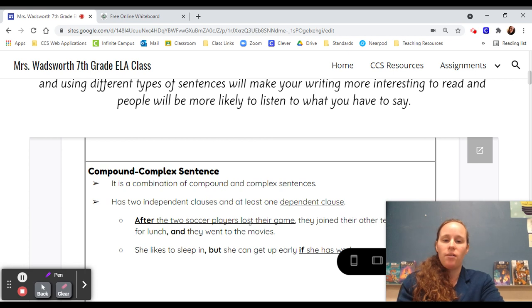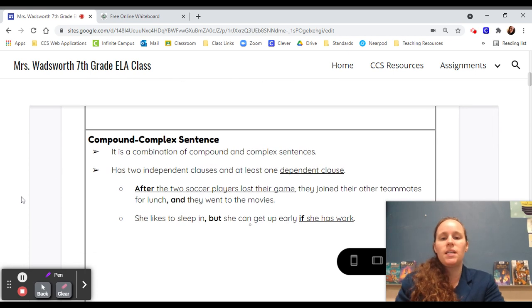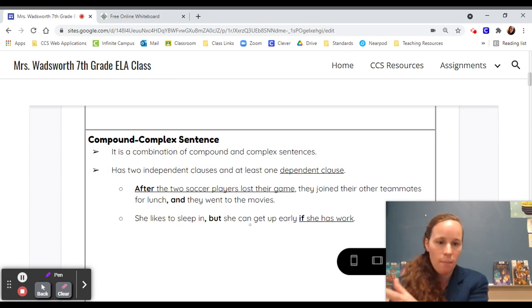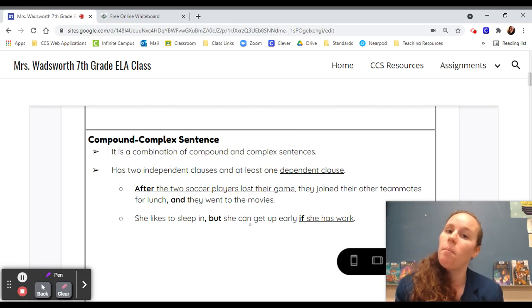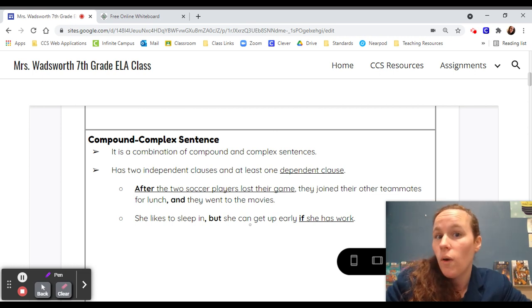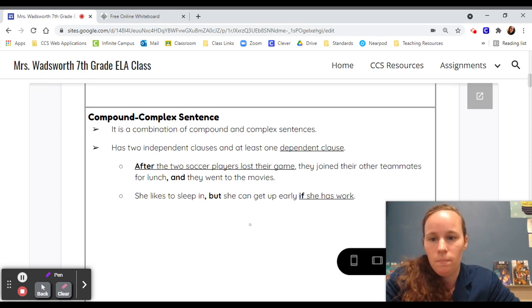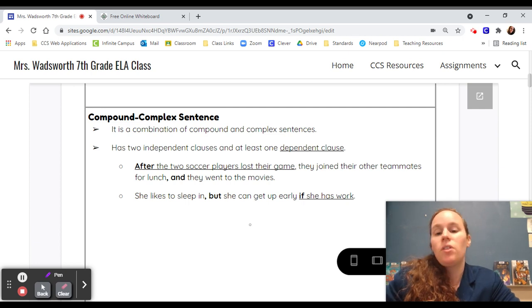And lastly, compound and complex. Those types of sentences are exactly how they sound. They're compound sentences with the FANBOYS: for, and, nor, but, or, yet, so. And they're complex, so they're combining the two. You want to look for a FANBOYS and a subordinating conjunction. Here's an example. It has two independent clauses and at least one dependent clause. After the two soccer players lost their game, they joined their other teammates for lunch and they went to the movies. So our compound sentence is right here.